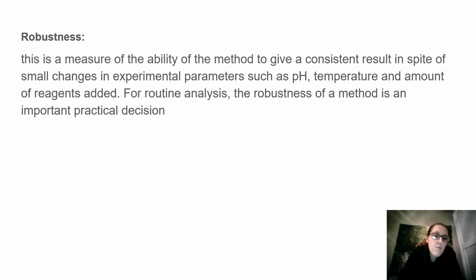Robustness. This is a measure of the ability of the method to give a consistent result in spite of small changes in experimental parameters such as pH, temperature, and amount of reagents added. For routine analysis, the robustness of a method is an important practical decision.